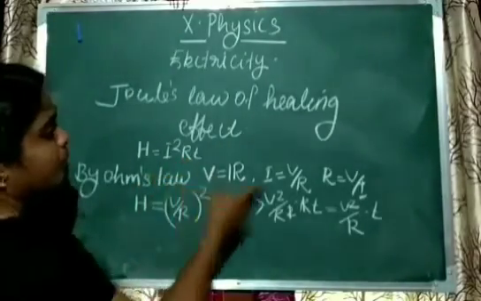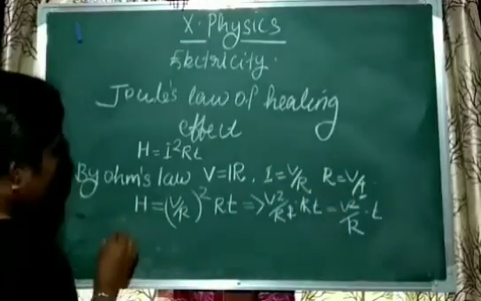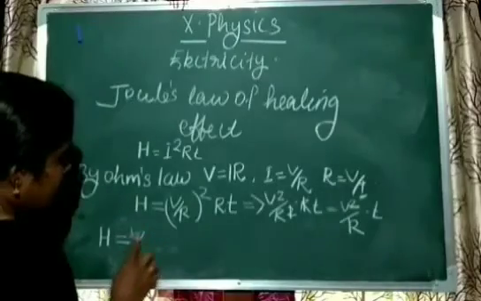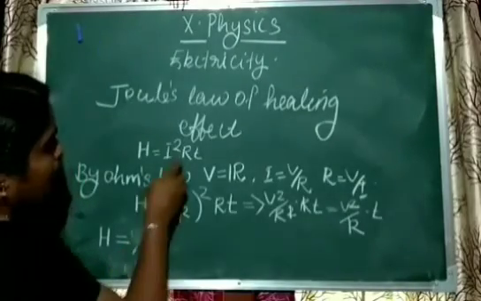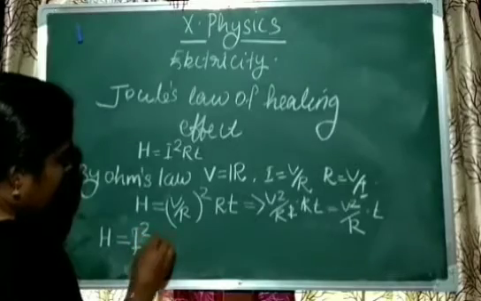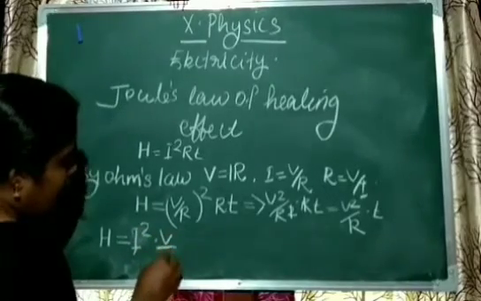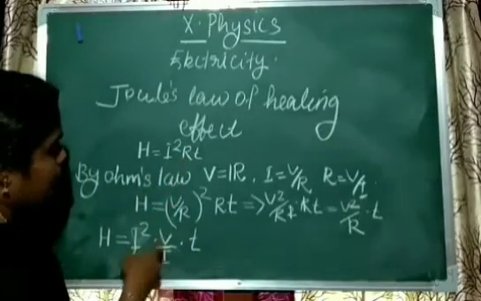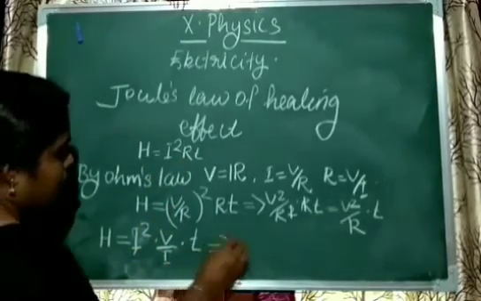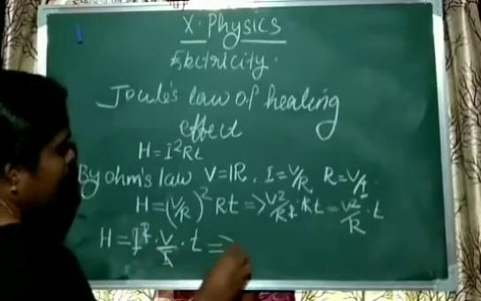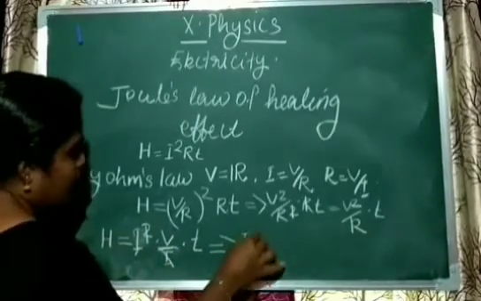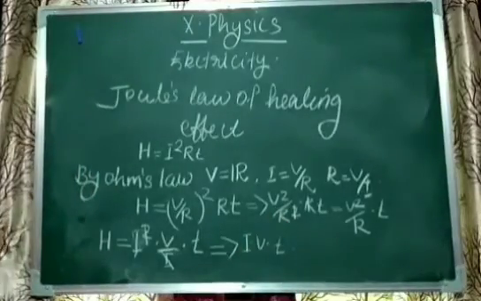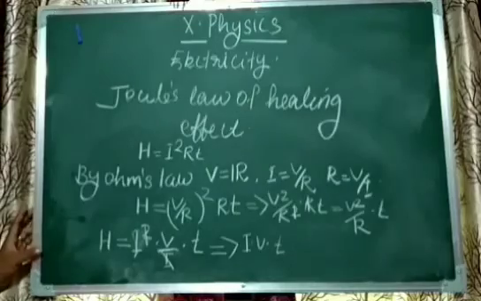Next, we can substitute R is equal to V by I. So we can write H is equal to I square into V by I into T. Instead of this R, I substituted V by I. So this I square and I cancel, and we get I into V into T. This also we can use to find the heat energy developed in the circuit.